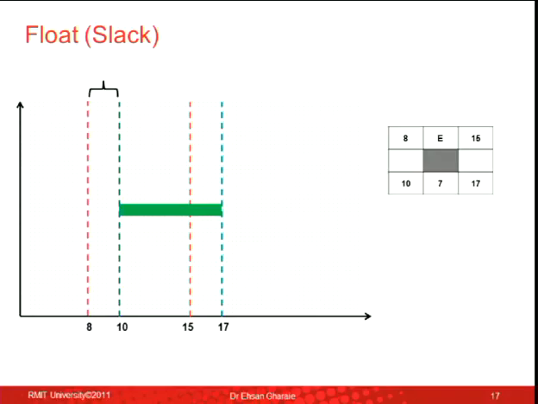And we usually use the float to manage our resources. We know that I can do this activity later, it's not going to have an impact on the project, and I can manage my resources better, so let's do it later. Because you know that there is not going to be an impact. So this flexibility that you have here is called float or slack.